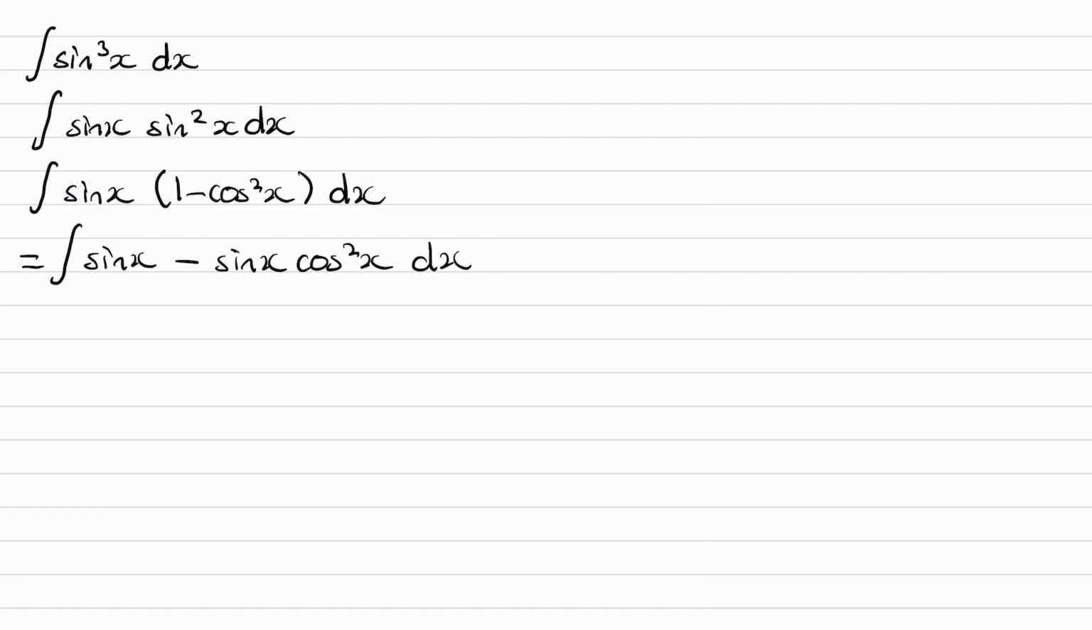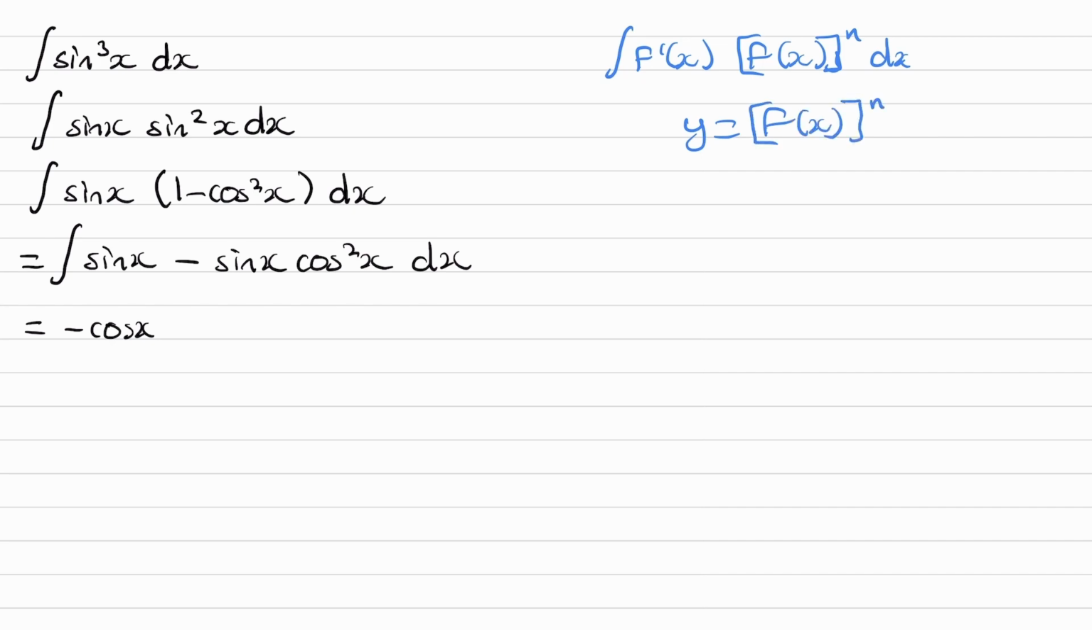And now we can integrate each of these terms. So the sine x just becomes minus cos x. To integrate what we have here, we have to first realize that this is of the form f dash x multiplied by f of x to the power of n. And when we have something of that form, our solution would be of the form f of x to the power of n plus 1. So raise the power by 1.